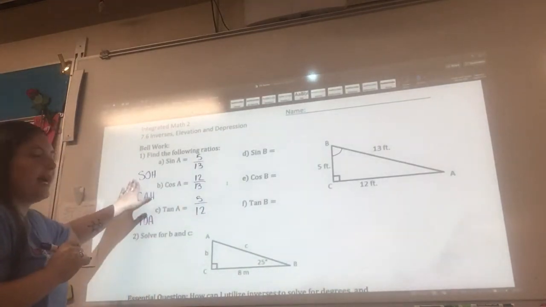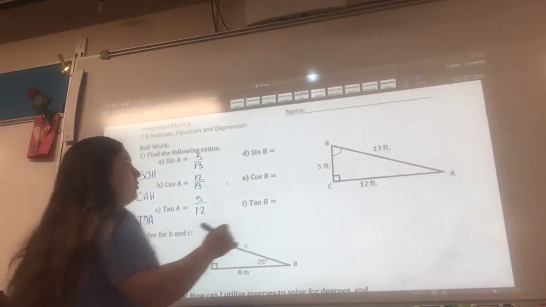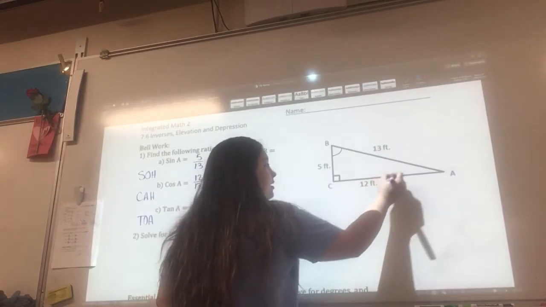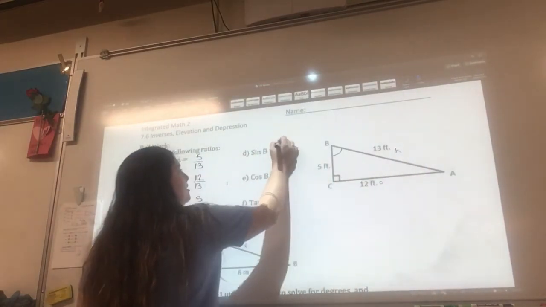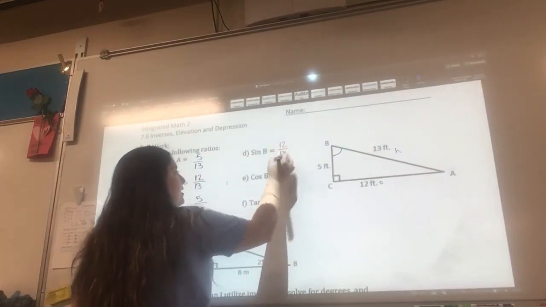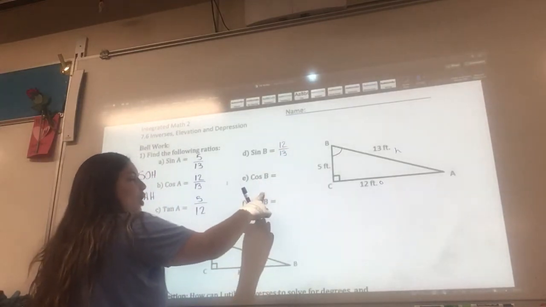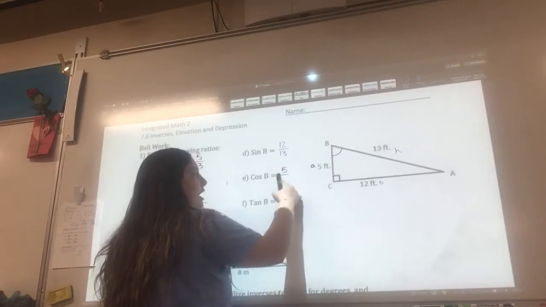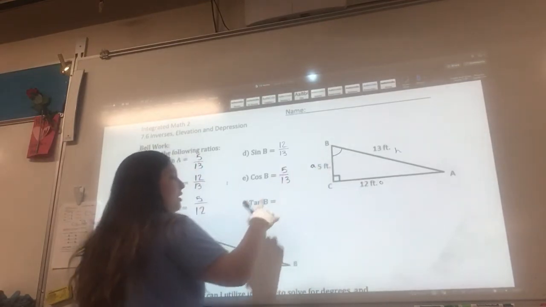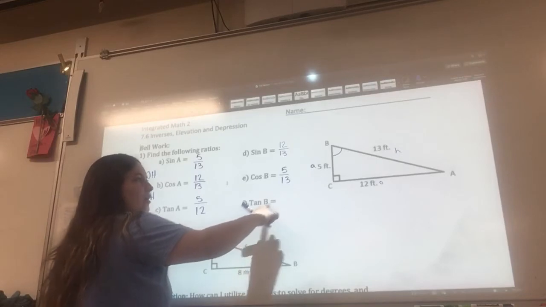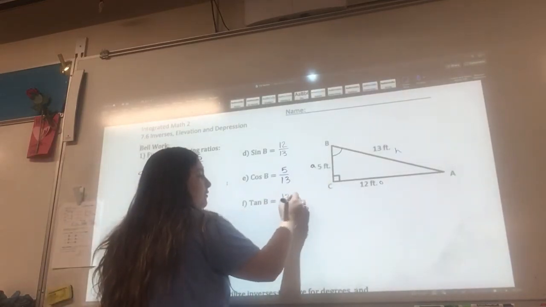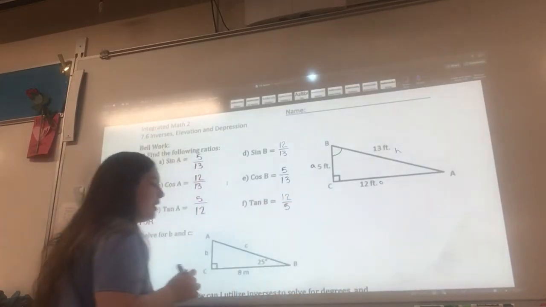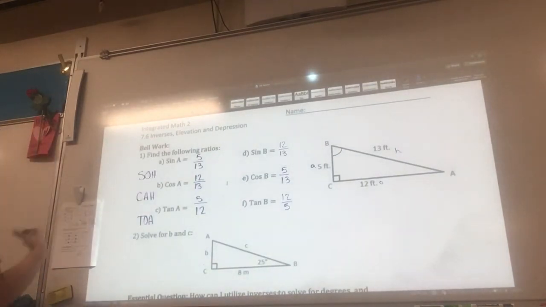Our last 3 of this problem are looking at angle B. Once again, we're looking at sine of B, where opposite is now 12, but our hypotenuse is still 13. So we say 12 over 13. Looking at cosine, our CAH, the adjacent is 5 over our hypotenuse, 13. And our tangent, TOA, opposite 12 over adjacent 5. Again, just remembering all of that loveliness and trying to remember our SOHCAHTOAs.